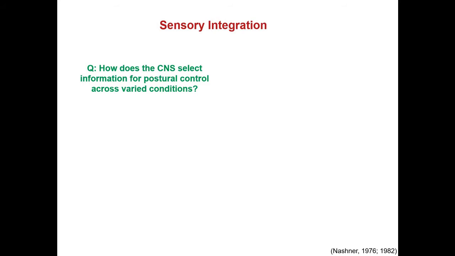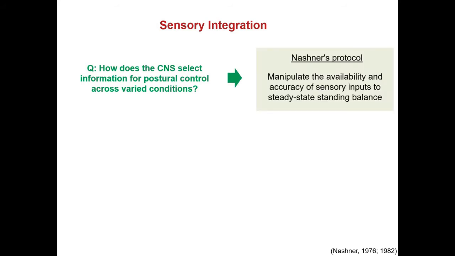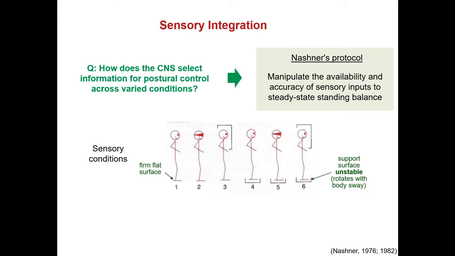So, how does the central nervous system adaptively organize information for the control of balance across varied conditions? One way to explore this question is to manipulate the availability and accuracy of the sensory inputs to steady-state standing balance, and, as a consequence of that manipulation, see how the control of posture is affected. An effective method for doing this is called the Nashner protocol. In this protocol, a moving platform in combination with a visual surround are used to control the availability and accuracy of sensory inputs to steady-state standing balance.